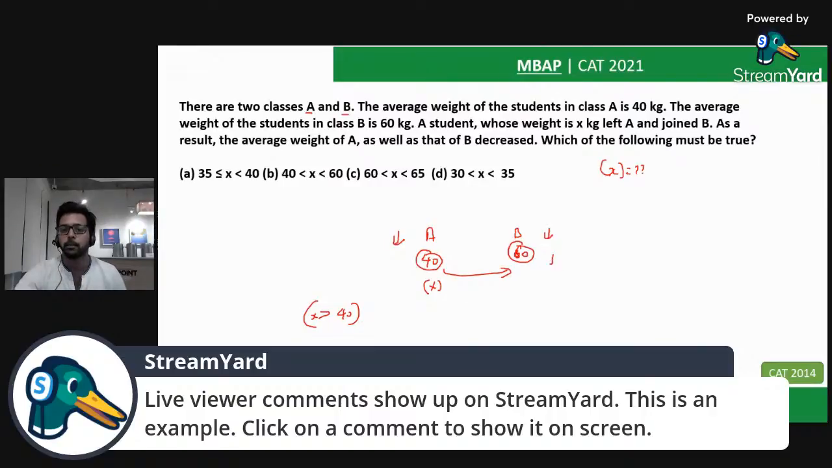On the other hand, B is going down. In B, everyone is on 60. If someone carrying more than 60 joins the group of B, the average will go up. When will the average not change? When someone with a weight of 60 joins the team.